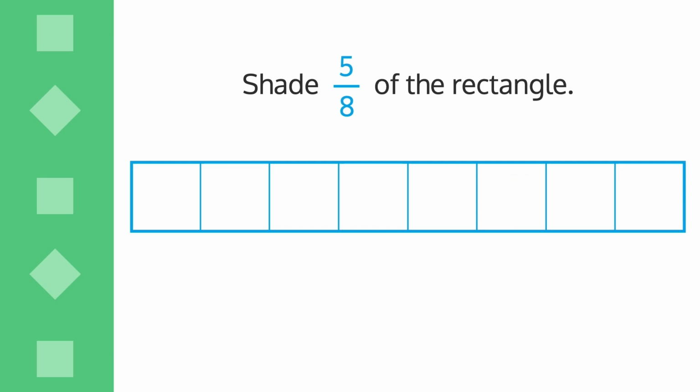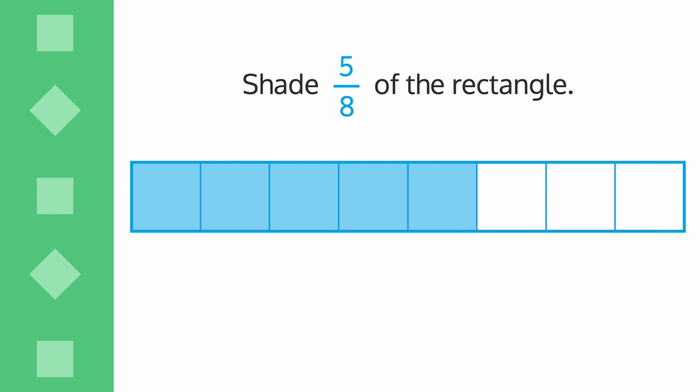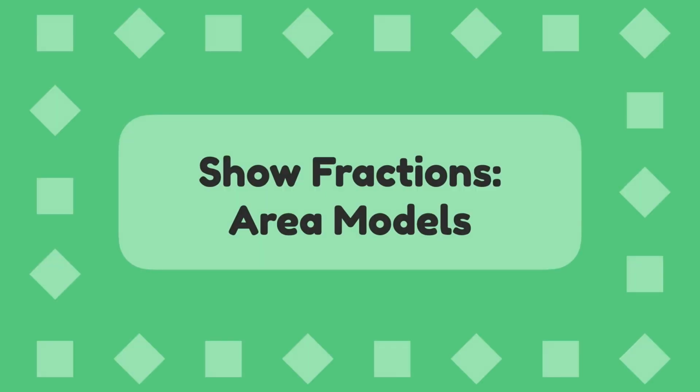Shade 5/8 of the rectangle. This time, our rectangle has 8 parts, meaning each part is 1/8 of the whole. We want to shade 5/8, or 5 of the eighths, like this. We've shaded 5/8 of the rectangle. Nice job! Now it's time for you to show fractions using area models on your own.